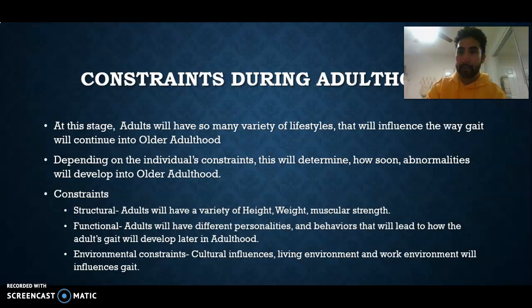One example is that someone who may be a daredevil is more likely to develop osteoarthritis because of the impact they put on their joints. Anyways, environmental constraints are a big thing because this will include cultural influence, living environment, and work environment. So again, all these different constraints will definitely change each individual's gait pattern. All this is mainly changing in adulthood.